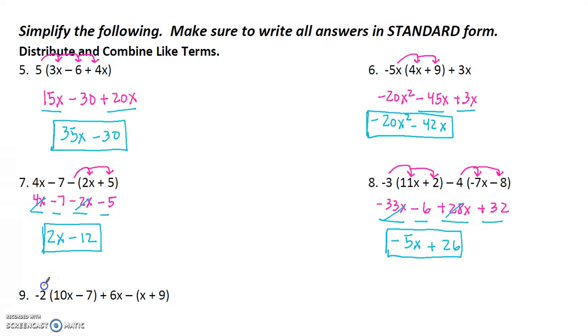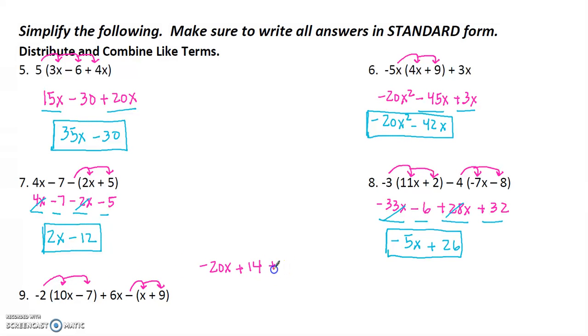Okay, so number 9, again, I'm distributing the negative 2 in front of the first parentheses. And then on the second one, again, there's not a number right in front, but I have that negative sign. So I'm just distributing the negative sign. Okay, I'm going to rewrite it right over here. So I've got negative 2 times 10x, which is negative 20x. Negative 2 times negative 7, which is a positive 14.